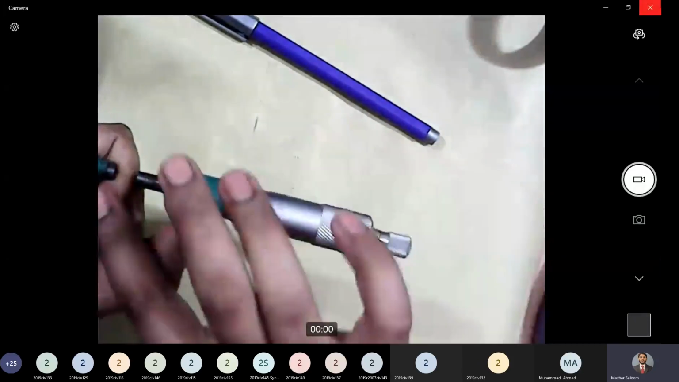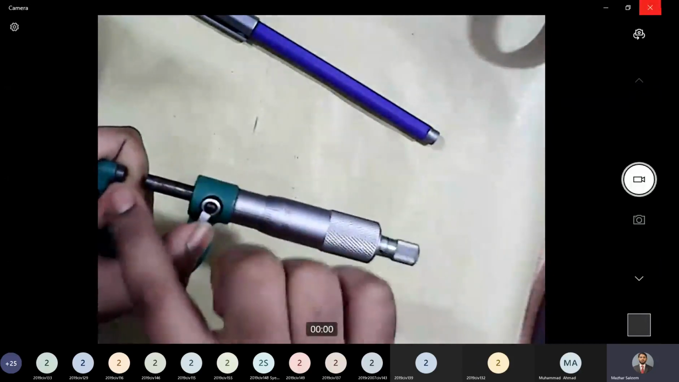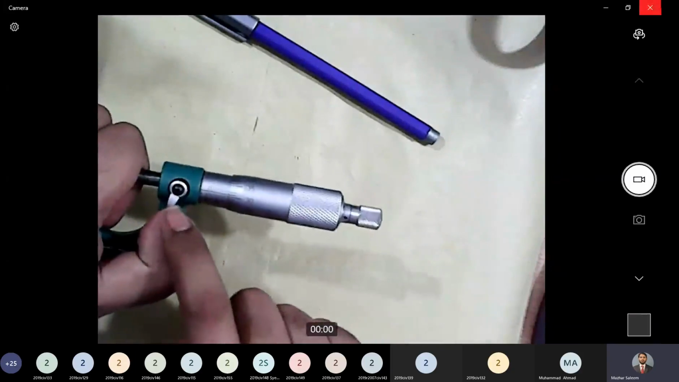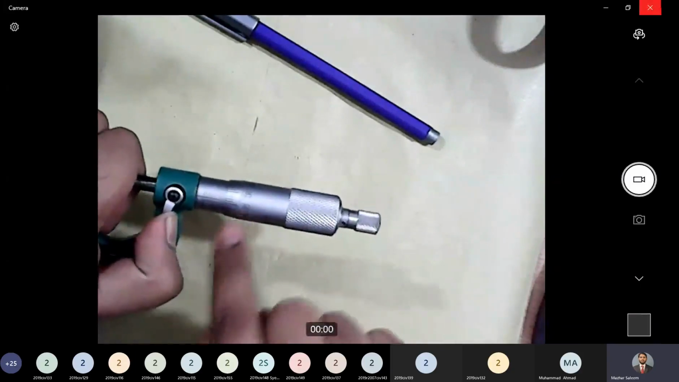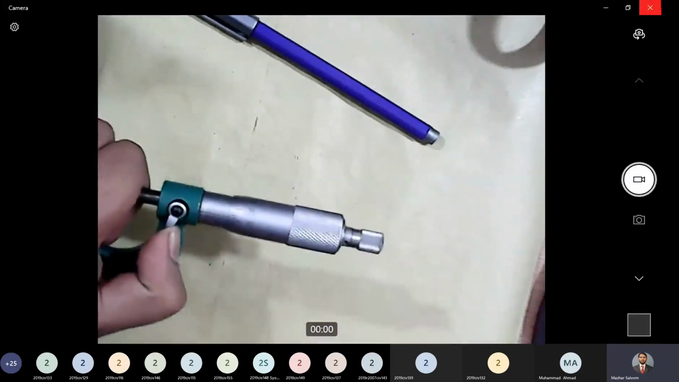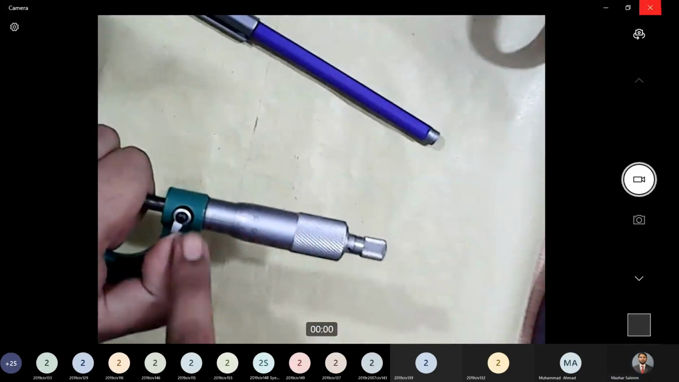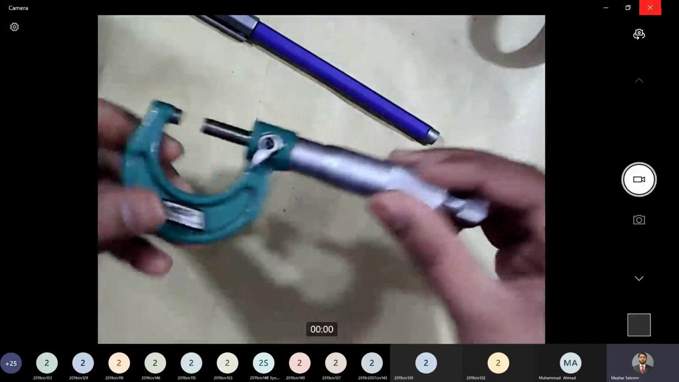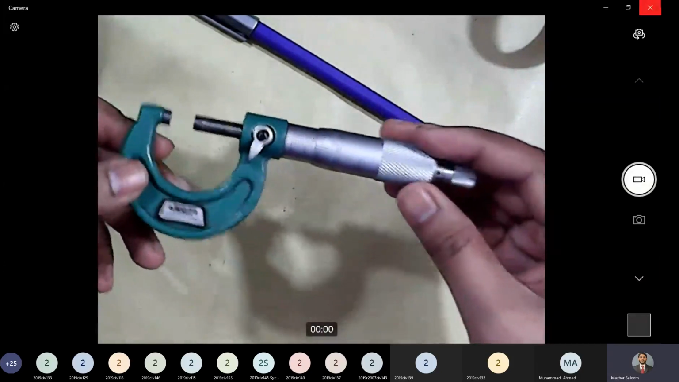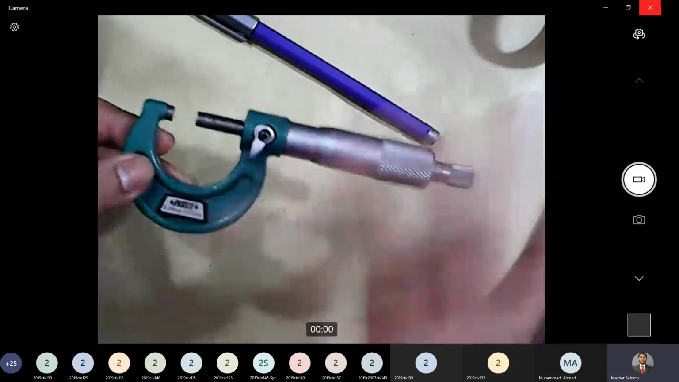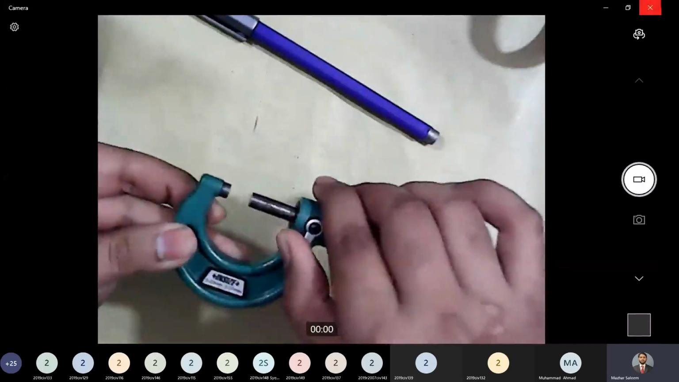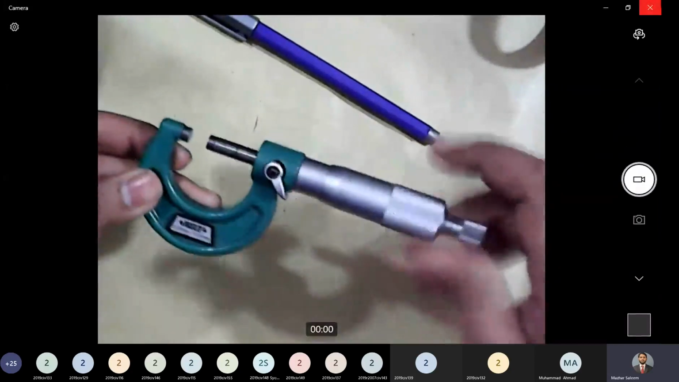So once I have known how much opening is required here, or I have clamped the object, then I can hold this lock here, and that will fix the reading, and then I can conveniently read the values on the linear and the circular scale. So this device is known as screw gauge, and in a short while we will read a couple of readings on this screw gauge. That will give us more clarity about the use of this instrument.